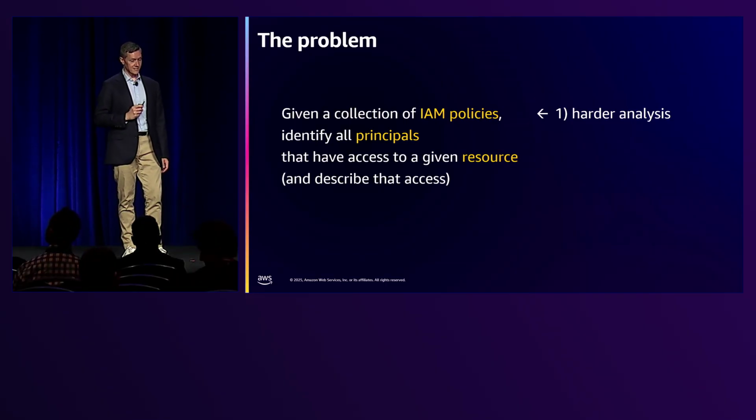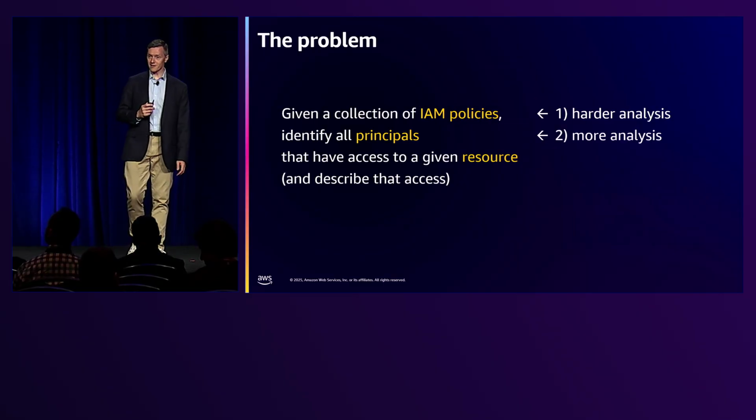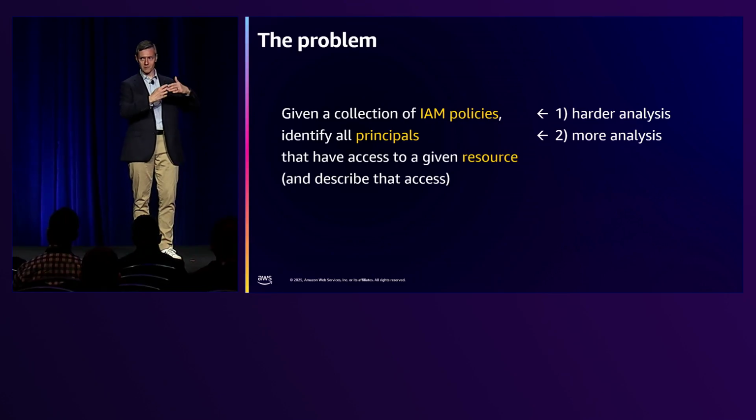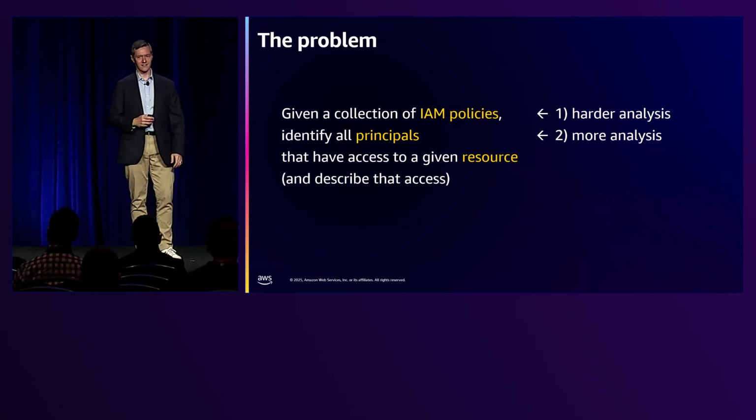So we have harder analysis, and because now we have to identify all the principals, we have a lot more analysis, because once we have identified, well, we think maybe Sophia has access, now we have to go run for just Sophia. Like, okay, does she really have access? Yes. Okay, well, what about Bob or Mary? So lots of enumeration.